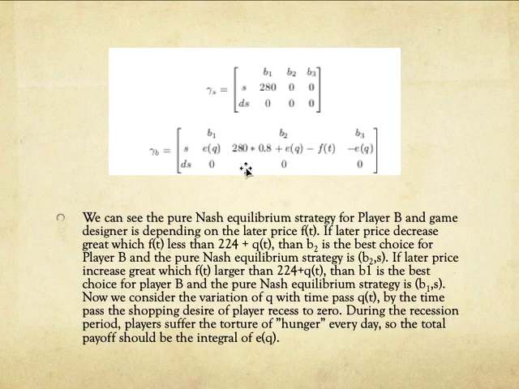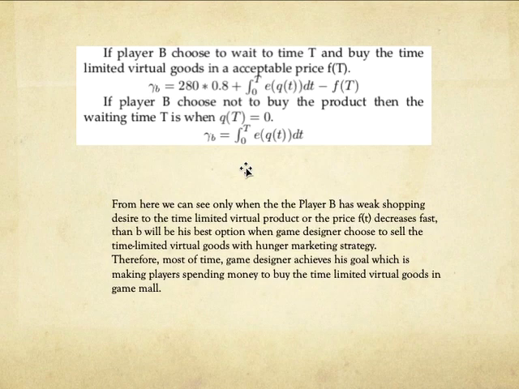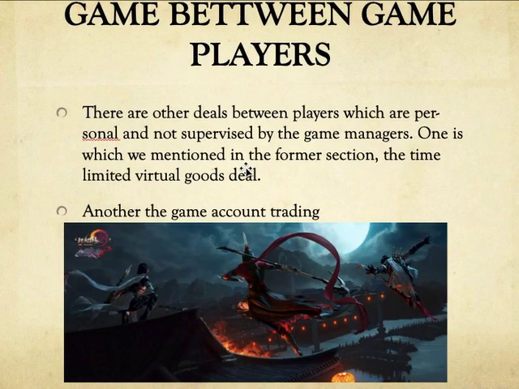So no matter whether FT is larger or smaller, the player always needs to buy the virtual goods. So FT only decides whether the player should sell the time-limited virtual goods to another player or not sell. So the game operator always gets the payoff, which is 280. So it's very clear that those activities are applied by the game operator to earn money. And here, we are going to start the game between the game players.